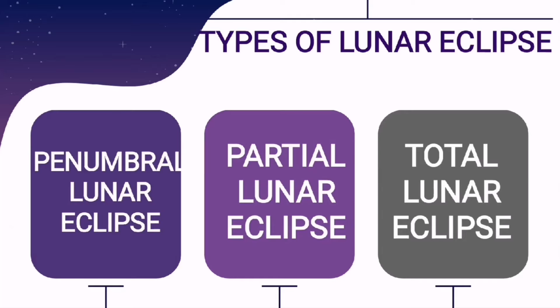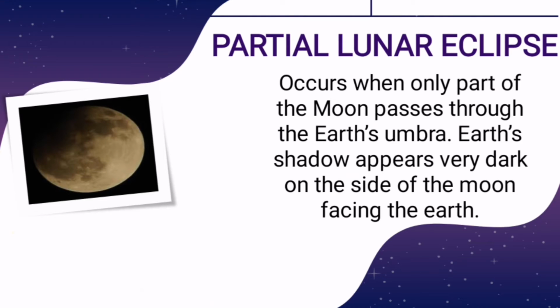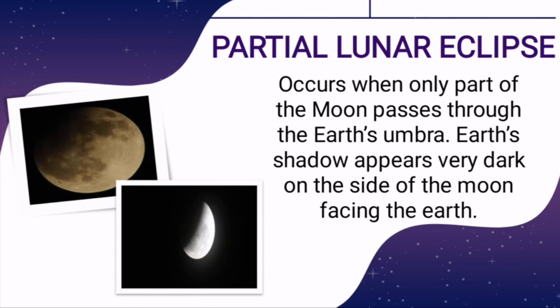First up, let's talk about the partial lunar eclipse. This type of eclipse occurs when only part of the moon passes through the Earth's umbra. Earth's shadow appears very dark on the side of the moon facing the Earth. During this partial phase, the Sun, Earth, and Moon are not quite perfectly aligned. That is the reason why Earth's shadow appears to take a bite of the Moon, just like what you see in this photo.